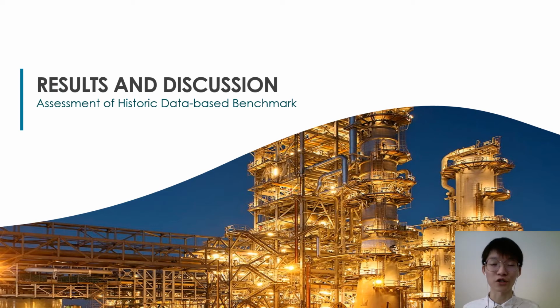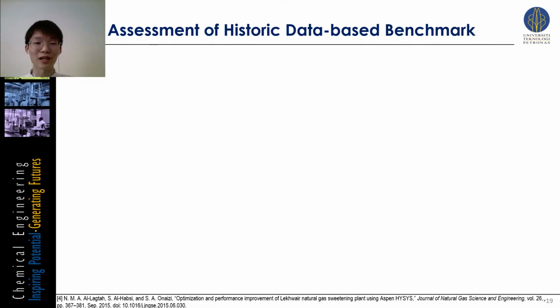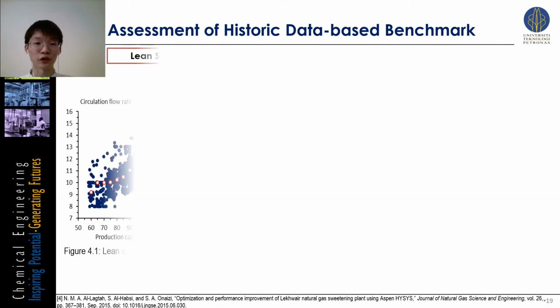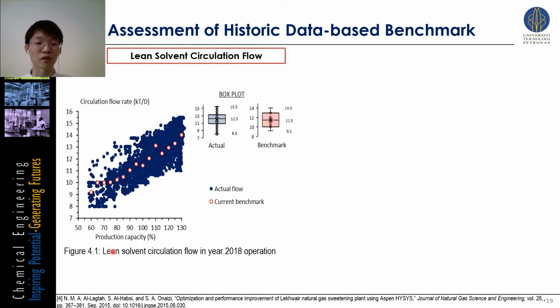Without further ado, let us move into the first part of the result and discussion, assessment of history data-based benchmark. Firstly, let us look into the lean solvent circulation flow. So here I present you the graph of the lean solvent circulation flow in year 2018 operation of company A. The dark blue represents the current actual flow, whereas the white dots represent the current benchmark.